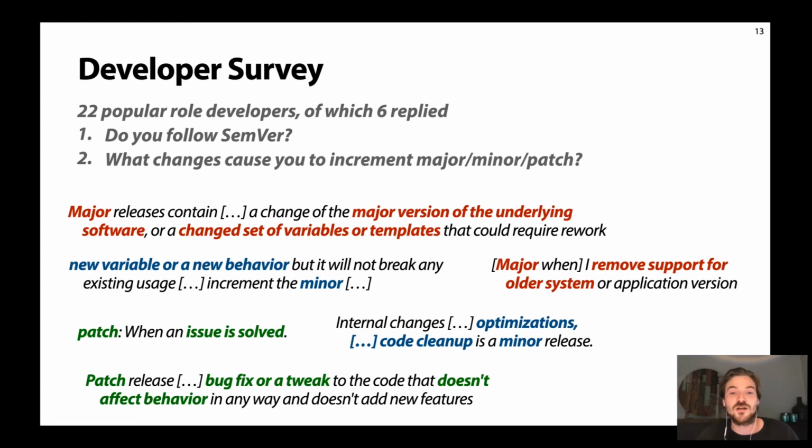Similarly, adding new variables or new behavior to the role is considered to be the addition of functionality and therefore should lead to a minor version, even though one of the developers also mentions things like optimizations and internal code refactorings as reasons for a minor version. Finally, patch versions are, as expected, things like solving issues, fixing bugs, and making tweaks to the code.